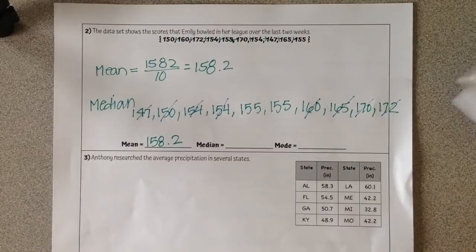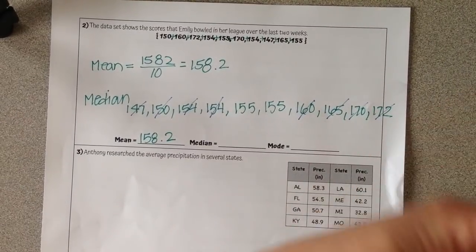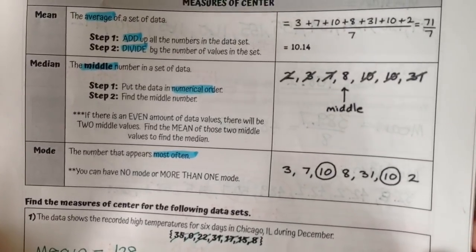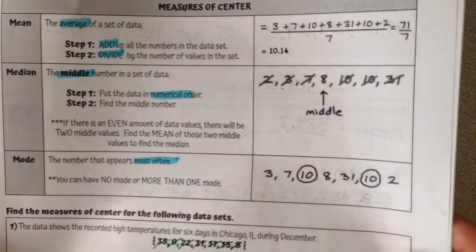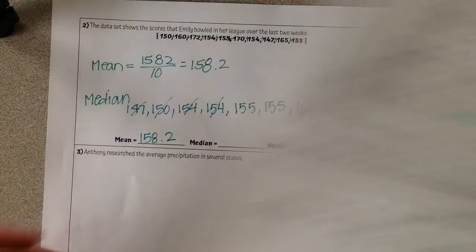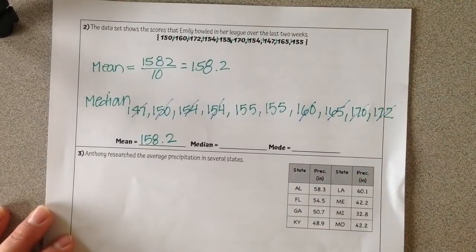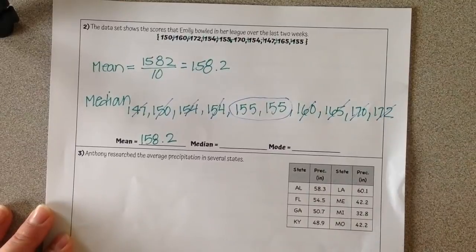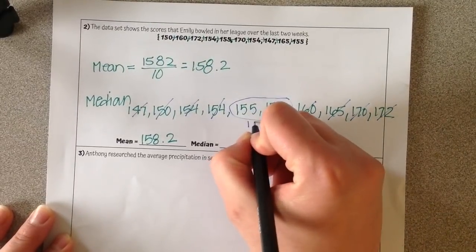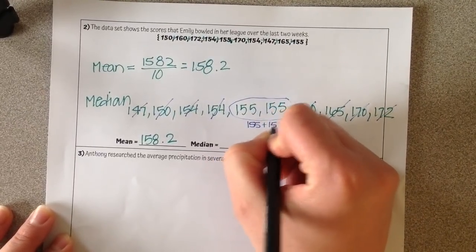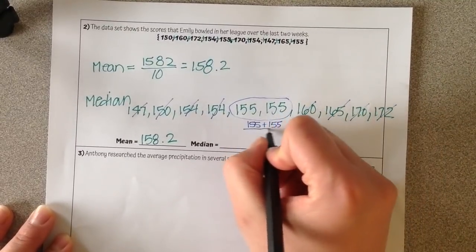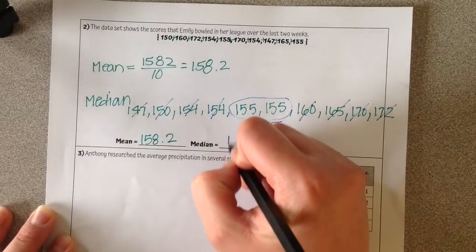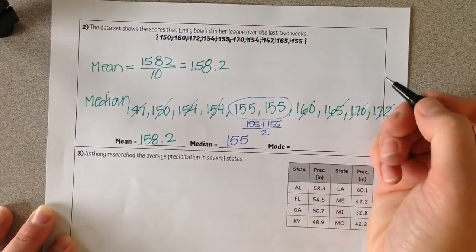So remember, we looked at the first page that said if you get 2 numbers in the middle, you need to find the mean of those 2 middle values. So I have 155 and 155 in the middle. This is kind of easy because they're both the same number, but how you would do this would be 155 plus 155, and then divide that by 2. Since it's the same number, you're just going to get the same number again, which is 155.